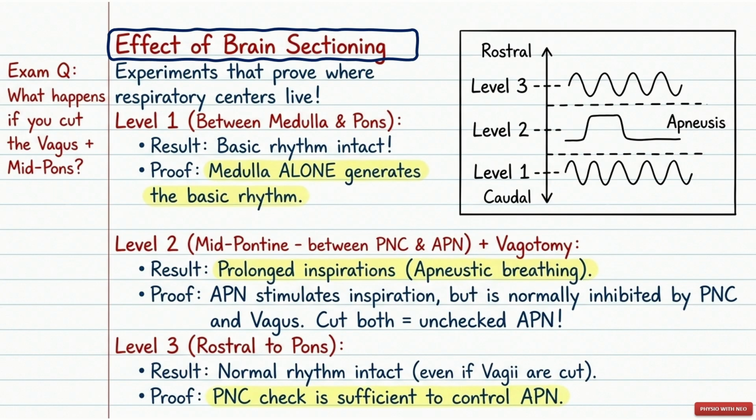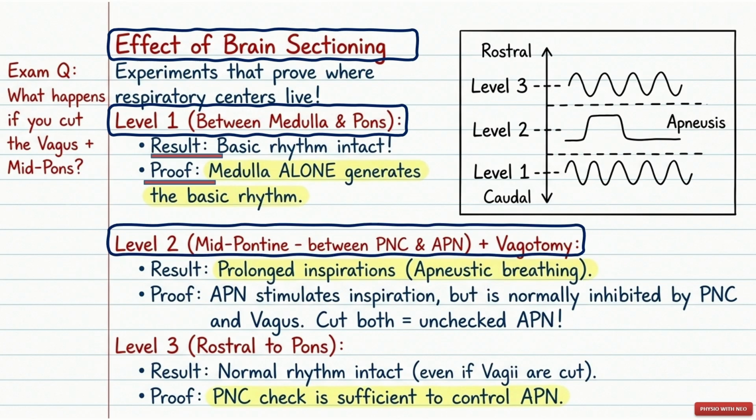This can be explained with the help of 3 levels: level 1, 2 and 3. Level 1, if we take the section between the medulla and pons, the result is that the basic rhythm remains intact. The proof is that the medulla alone generates the basic rhythm. Level 2, if we take the section between the mid-pontine, that is between the pneumotaxic and apneustic center, along with vagotomy, the result is prolonged inspiration, that is apneustic breathing.